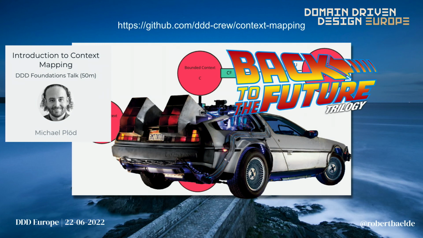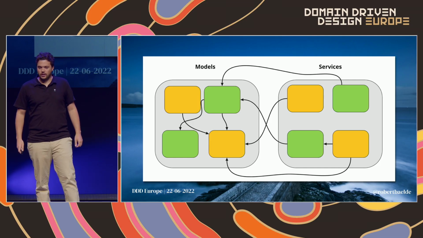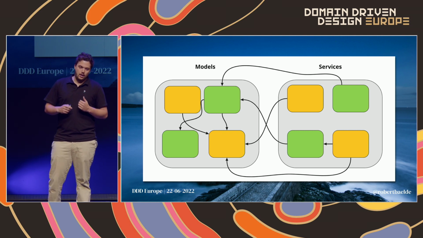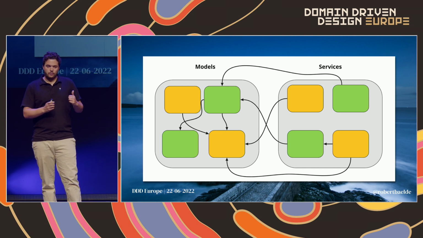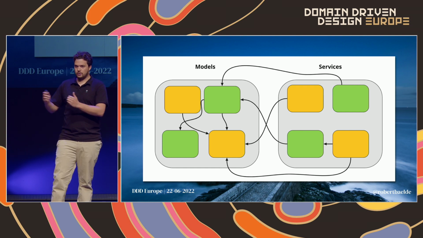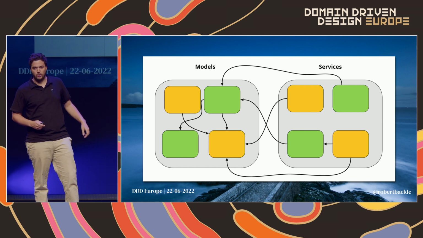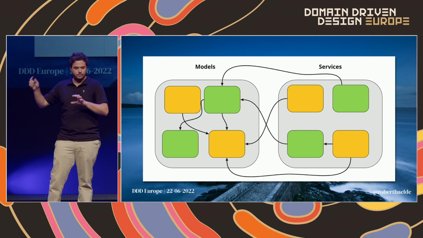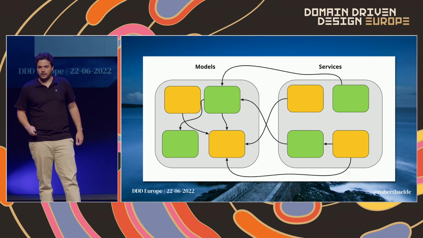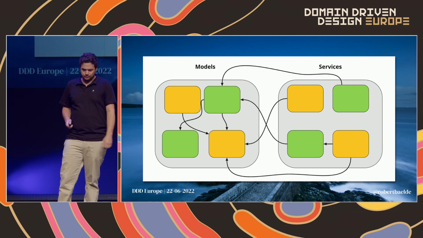We now have a context map, but we have this monolith looking like this. Yellow are classes belonging to one context, and green are classes belonging to another context. And as you see, it's just one big ball of spaghetti, and everything is depending on each other. And yeah, we can't really develop in this.